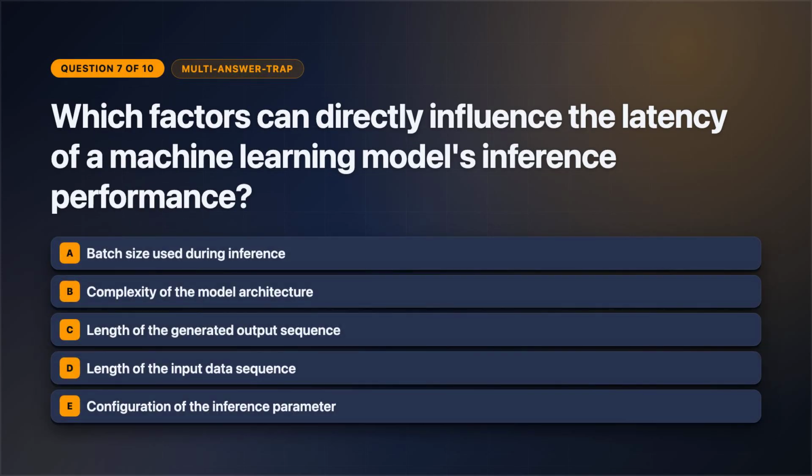Now, question 7. This is a distractor check. Which factors can directly influence the latency of a machine learning model's inference performance? Select two answers. Review the answer choices on screen.